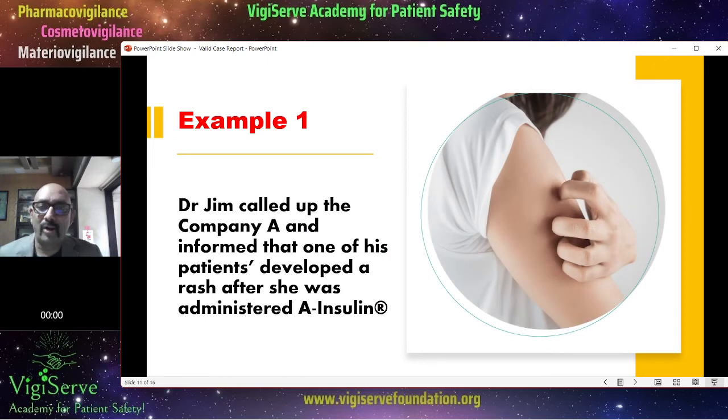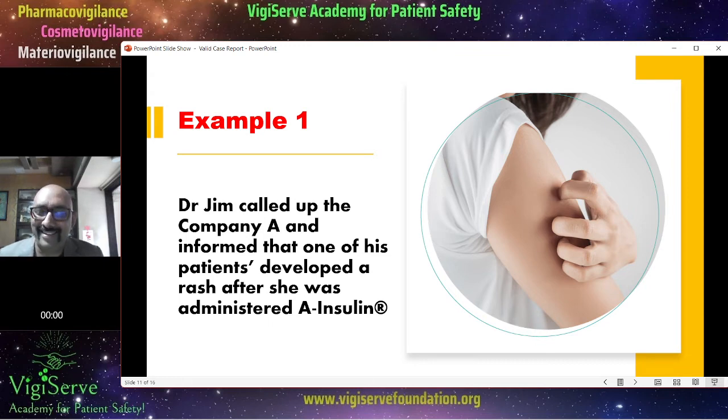Dr. Jim called up company A and informed that one of his patients developed a rash after she was administered A insulin. Now, who is the reporter here? It is Dr. Jim. Then, which is the medicine or the suspected drug? It is A insulin. Okay, you have that information also. Then, what is the adverse event here? It is rash. Now, if I ask you, do you have information about the patient identifier?